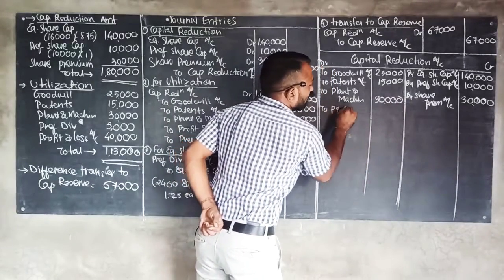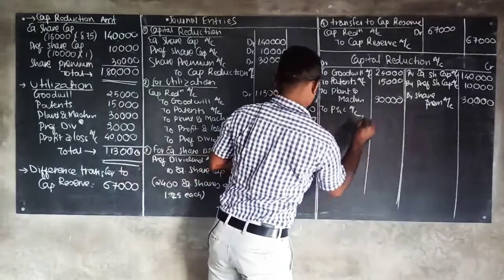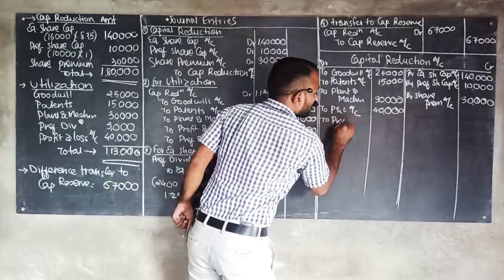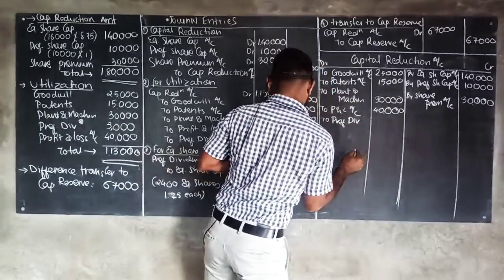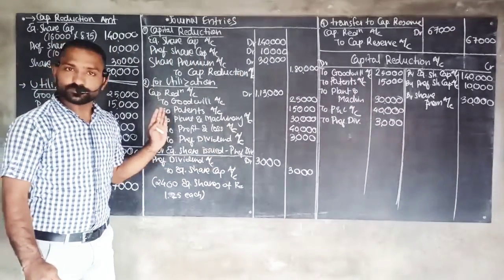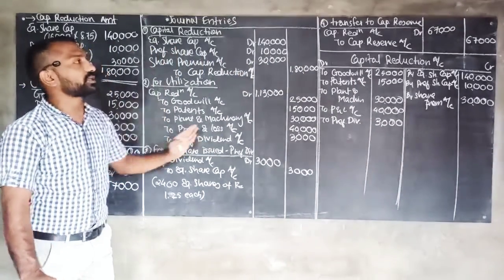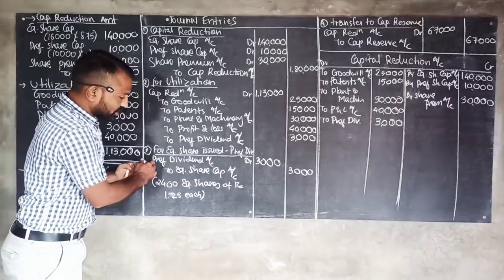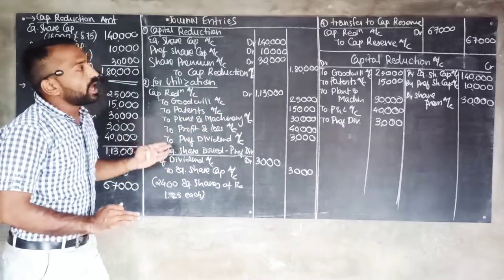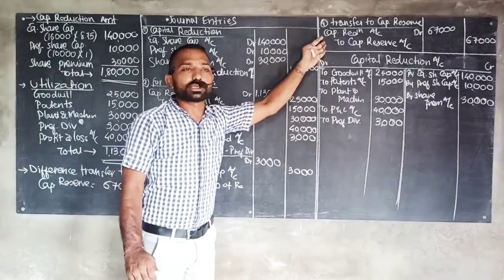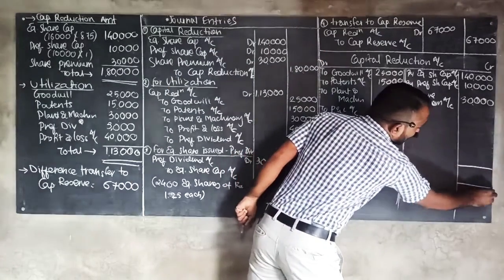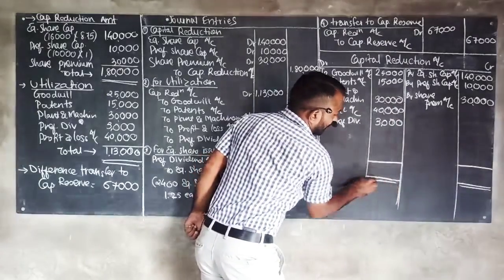To profit and loss account, debit balance amounted to rupees 40,000, and last to preference dividend account. How much? It is 3,000. Clear? This is simply the posting of all the transactions. Now for the equity shares issued for preference dividend, we have no effect in capital reduction account, and the last one is transfer to capital reserve. This amount is the balance left after closing this capital reduction account.